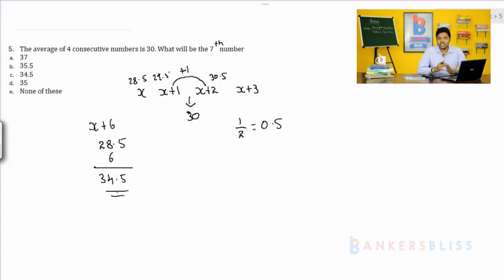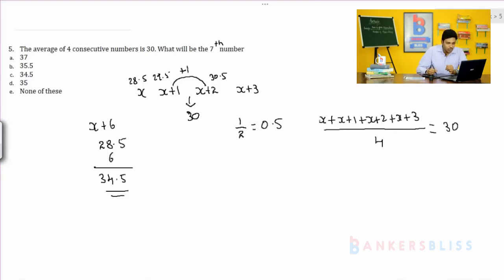So don't go for the traditional method. If you use the formula method, it takes too much time. Let me explain how to solve in the formula method. Sum by n: x plus (x plus 1) plus (x plus 2) plus (x plus 3), whole divided by 4, is equal to the average, which is 30.